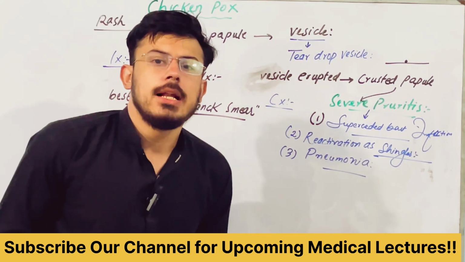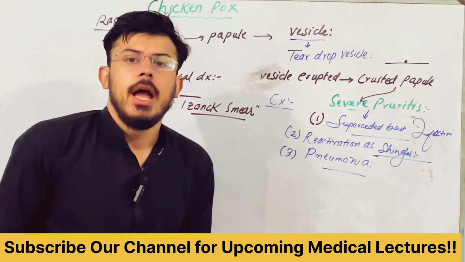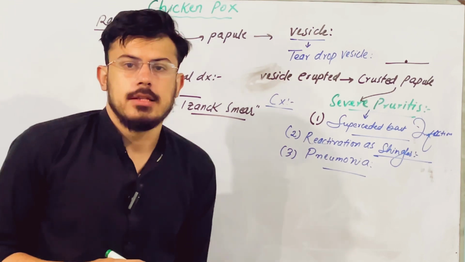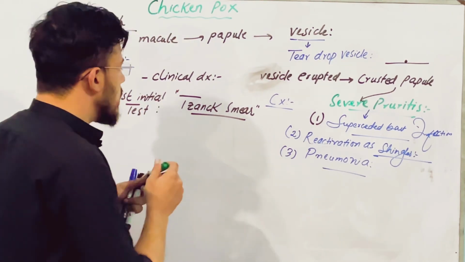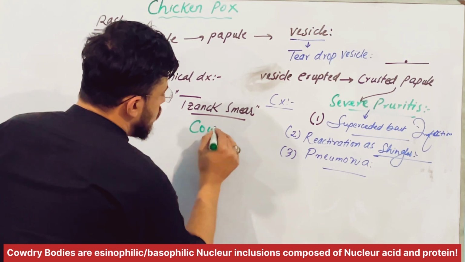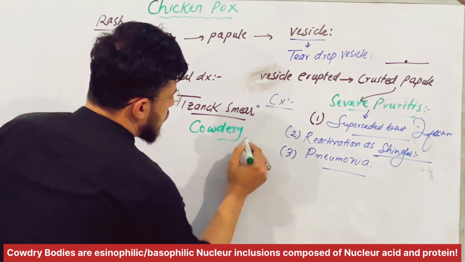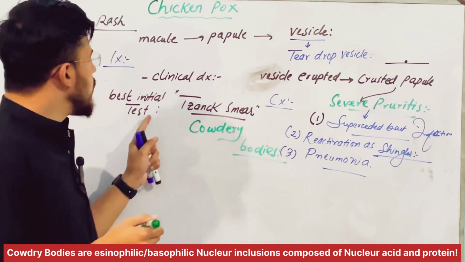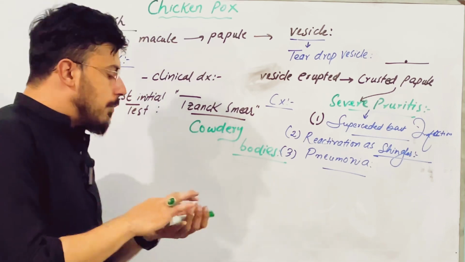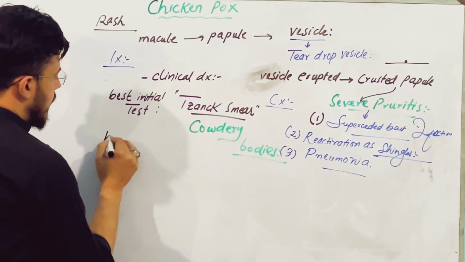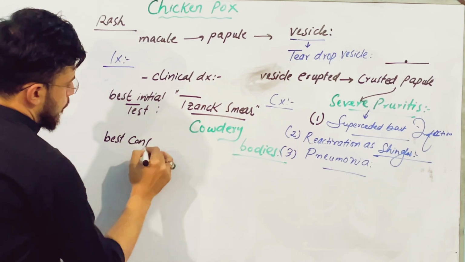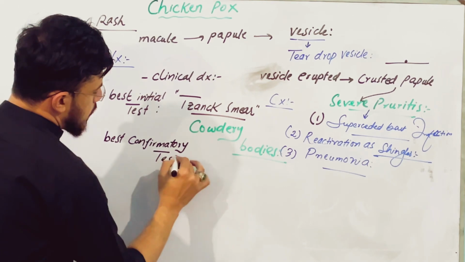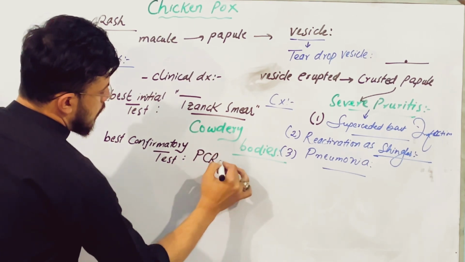A sample is taken from the vesicle and stained under the microscope. Under the microscope you will see multinucleated giant cells, that is called Cowdry bodies. So the best initial test is the Tzanck smear, while the best confirmatory test for chickenpox is PCR.